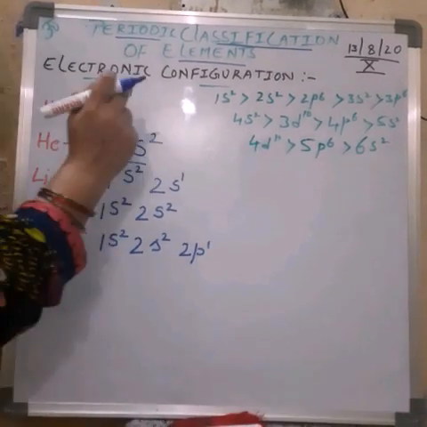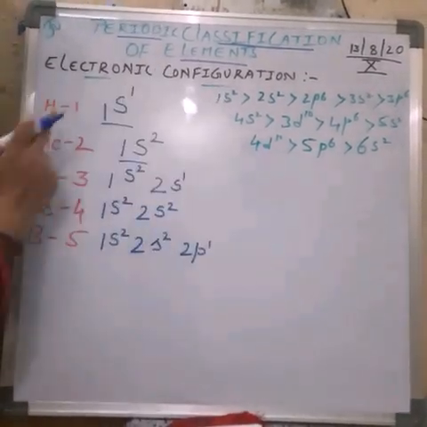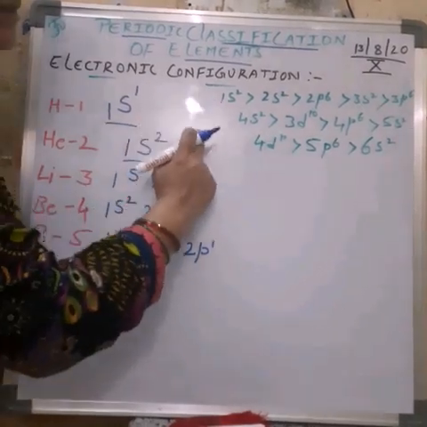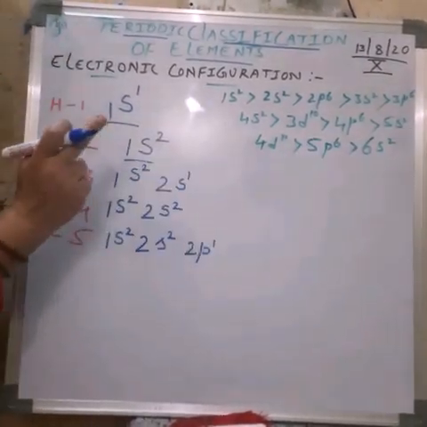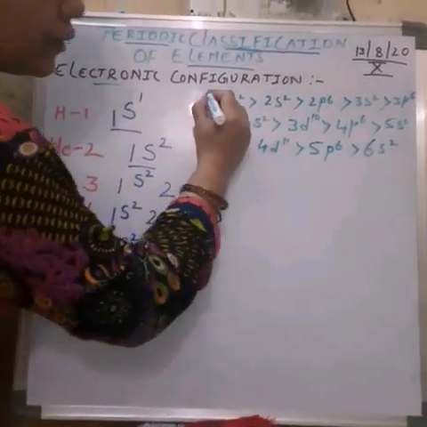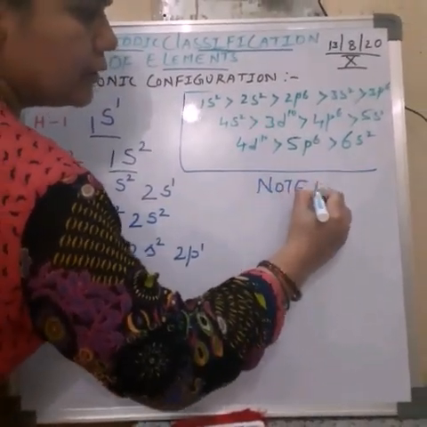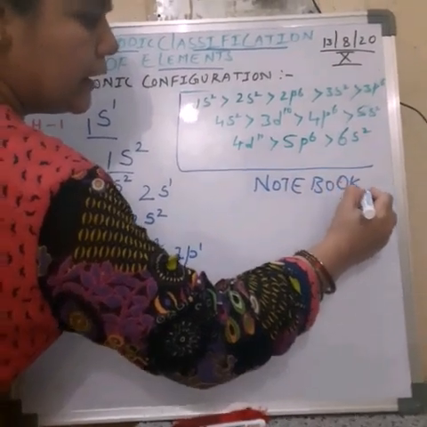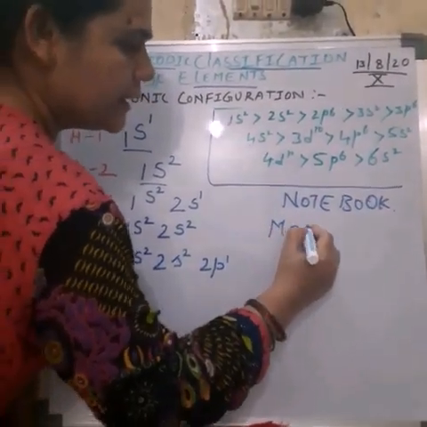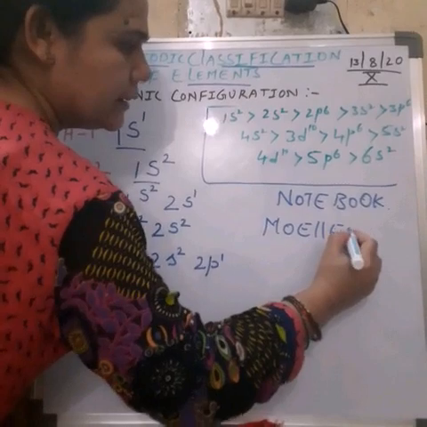Am I clear? Now all of you will draw the Moeller diagram along with this arrangement in your notebook. Okay. So copy this in where? In your notebook along with what? Moeller diagram, which I have shown earlier. Am I clear?